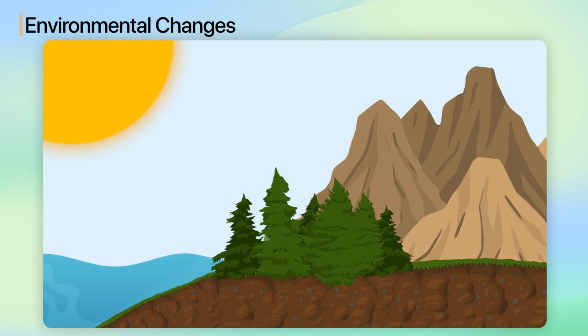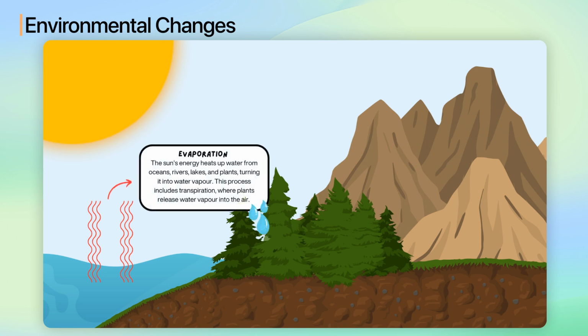The sun plays a pivotal role in the water cycle by providing the energy needed for evaporation. Water from oceans, rivers, lakes, and even the surface of plants is heated by the sun and transformed from liquid to water vapor, which rises into the atmosphere. This is evaporation. Transpiration, a process in plants where water is released as vapor through small openings in leaves called stomata, also contributes to the water vapor in the air.